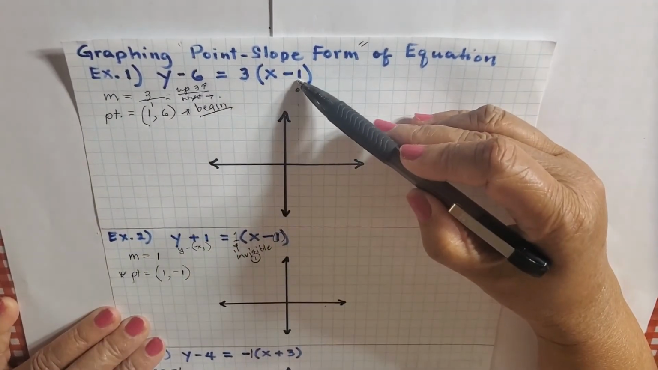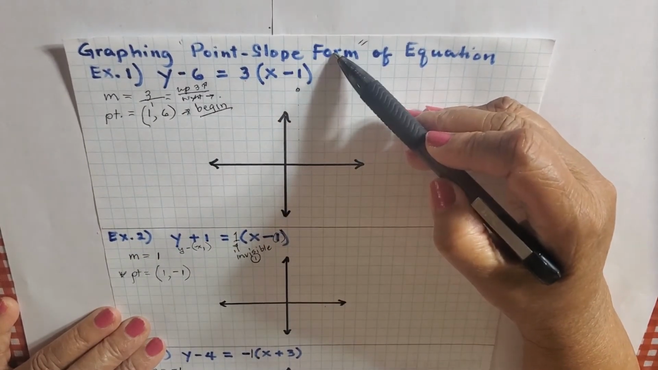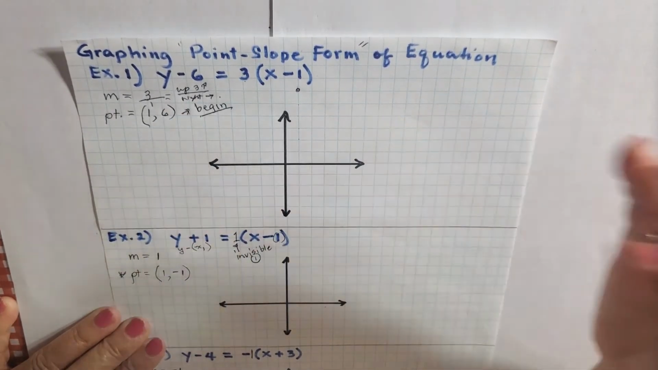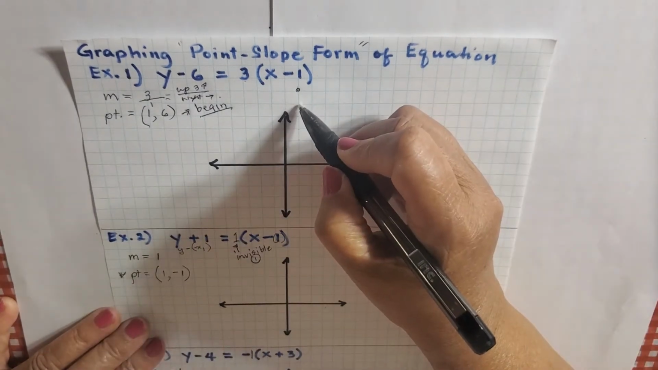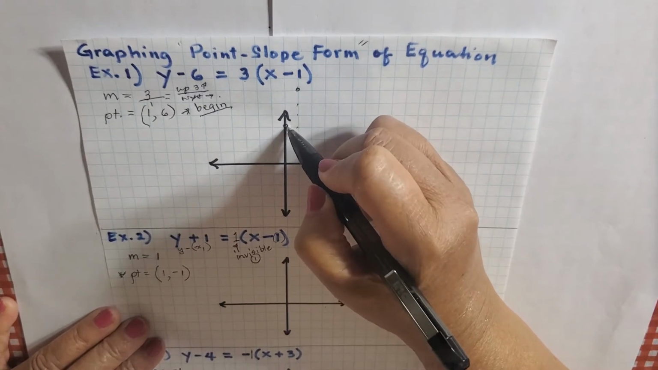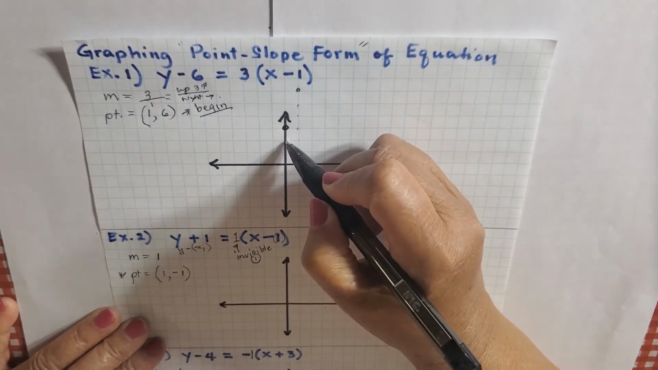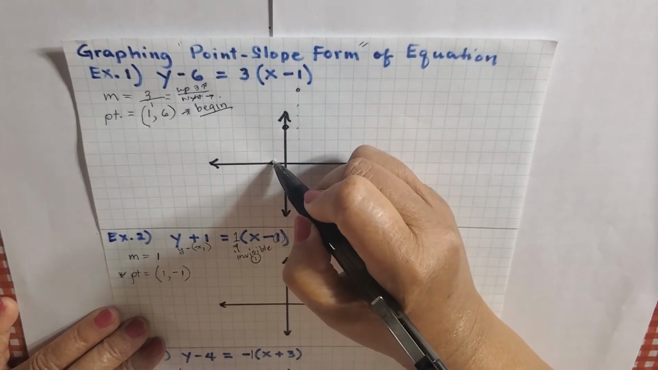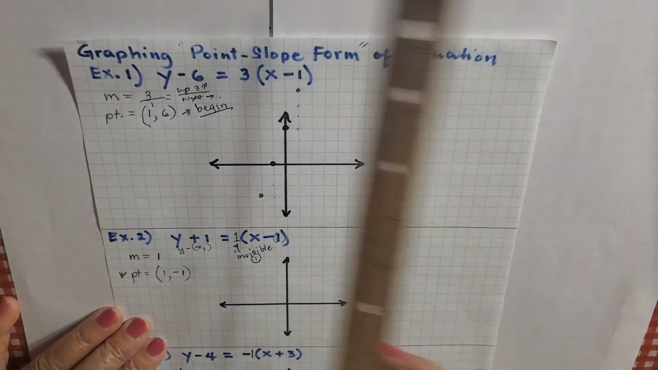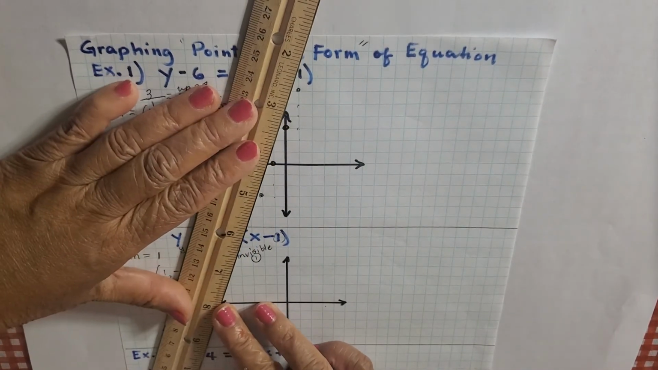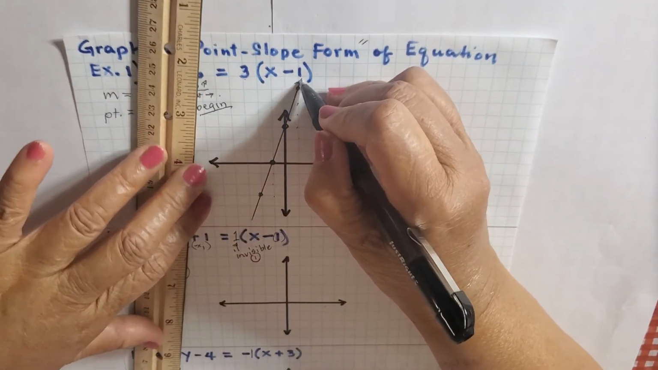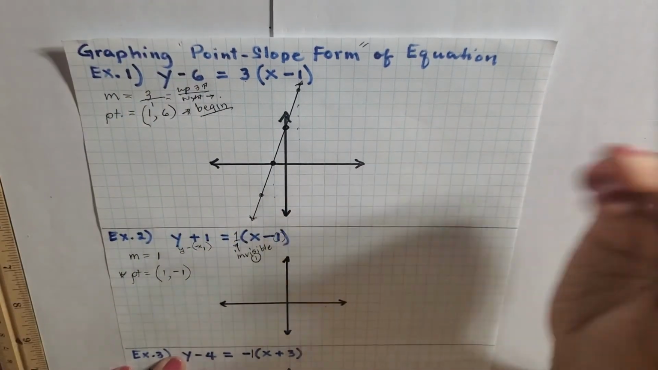But I cannot go up. I don't have space. So I go to the opposite direction on this side. Therefore, I go down. I will do the opposite direction. Go down 1, 2, 3, and then to the left 1 point. Go down 1, 2, 3, to the left 1 point. 1, 2, 3. To the left 1 point. Okay? So draw the line. So that is how you graph it.